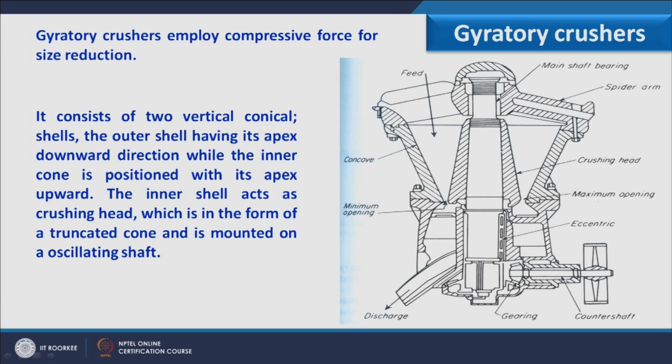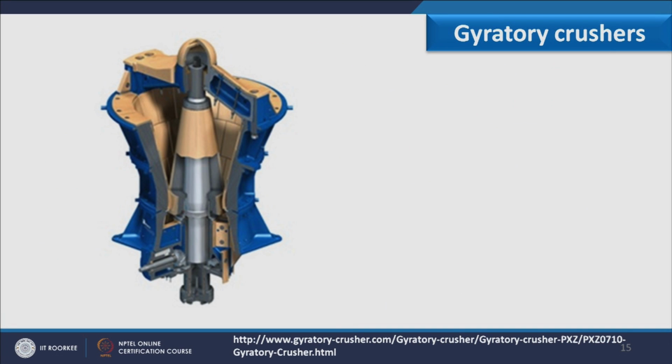So, when oscillation takes place, here we have the minimum opening and on this side we have the maximum opening. When oscillation takes place, here we could have the minimum and here we can have the maximum opening. So, due to this oscillatory motion, the feed gets compressed and it breaks into smaller size. So, this is the functioning of the gyratory crusher.